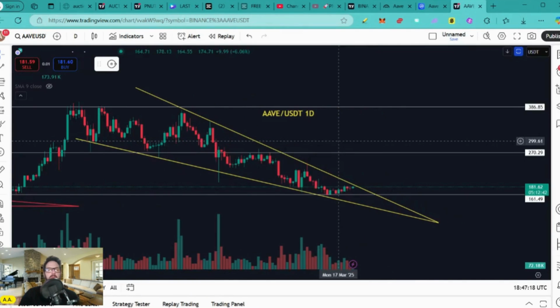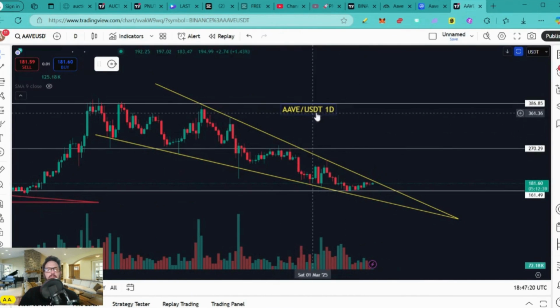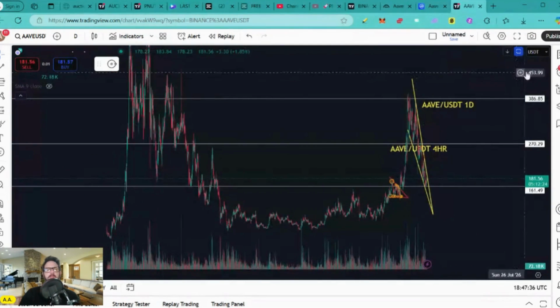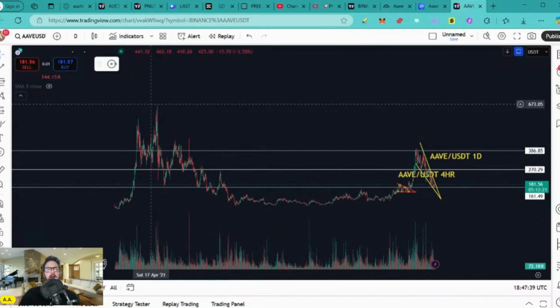Okay, now let's go back to the chart. This is AAVE over USDT daily chart on Binance. As you see here, back in December of 2024, AAVE pumped all the way up to $400. However, this is not the all-time high. If you zoom out a little bit, you'll see that AAVE's all-time high is located all the way up to $665 approximately, and it happened back in 2021 when AAVE experienced its first full-blown bull run.